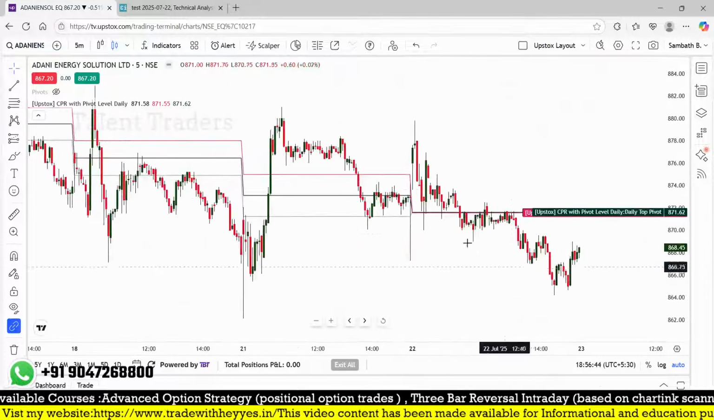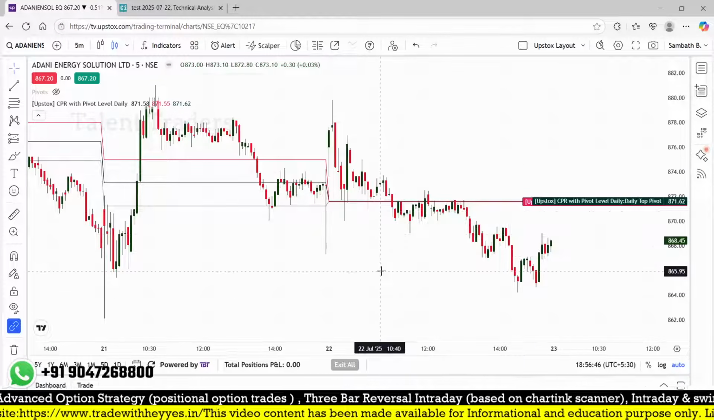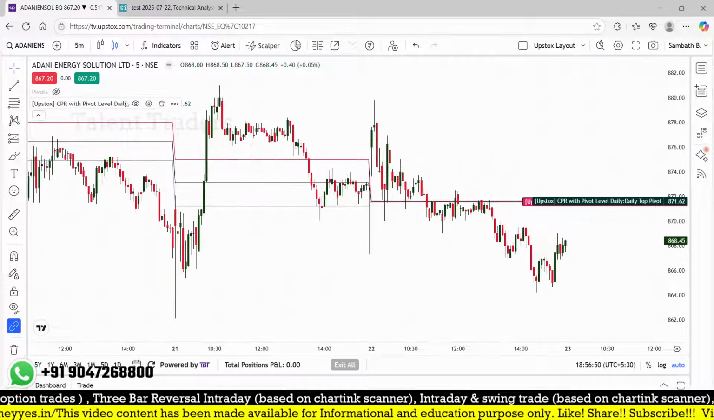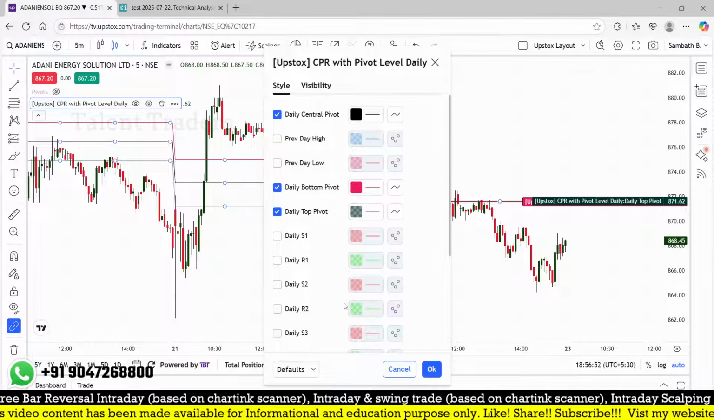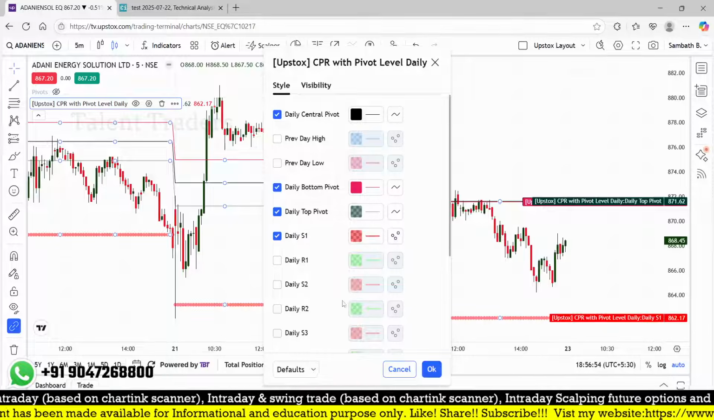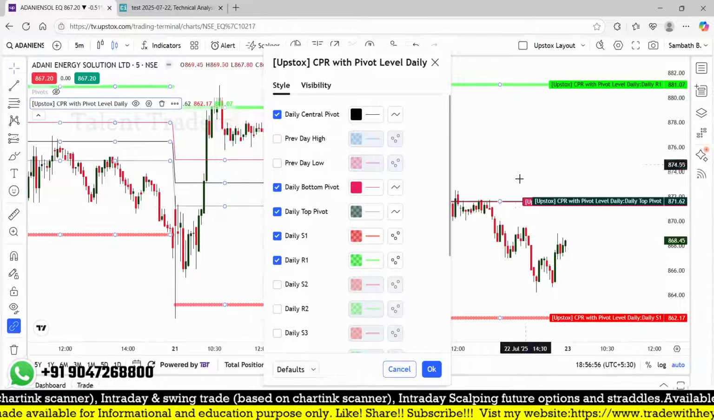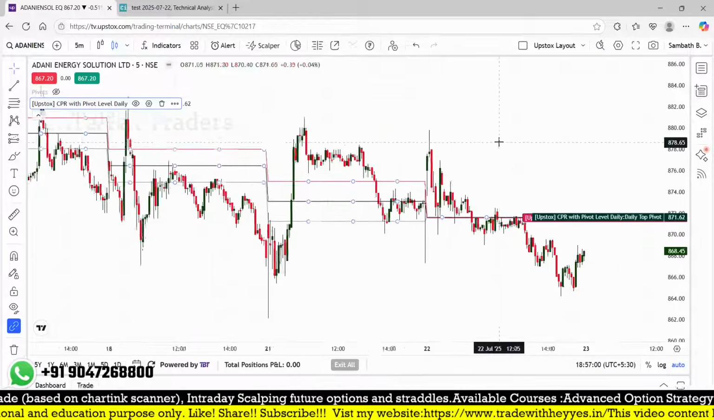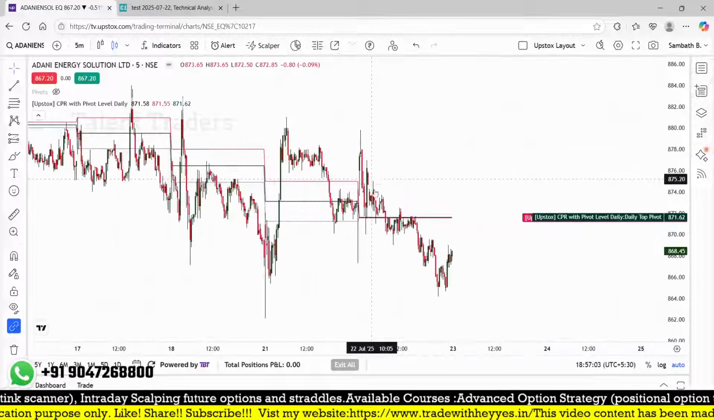I'm not discussing how to trade, but how to find the particular stock which is forming a very tight range. Maybe you can add levels like S1 or R1, so it is inside between S1 and R1. Something like that, where you can add other levels to find a good trade opportunity.